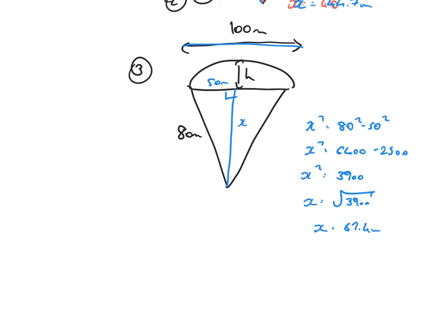62.4 metres. Okay, so we know that the radius is 80 metres. So to get h, that will be 80 take away 62.4. And that will leave me with 17.6 metres, final answer.